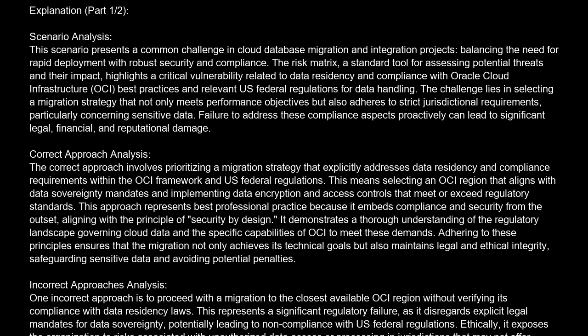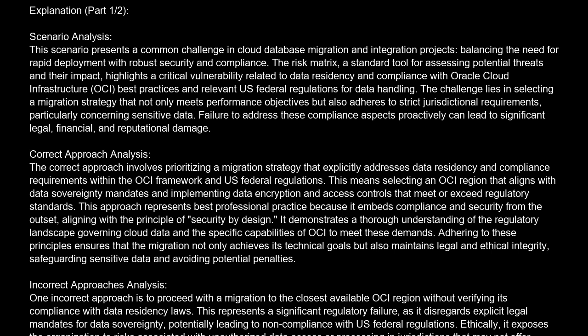This approach represents best professional practice because it embeds compliance and security from the outset, aligning with the principle of security by design. It demonstrates a thorough understanding of the regulatory landscape governing cloud data and the specific capabilities of OCI to meet these demands. Adhering to these principles ensures that the migration not only achieves its technical goals, but also maintains legal and ethical integrity, safeguarding sensitive data and avoiding potential penalties.